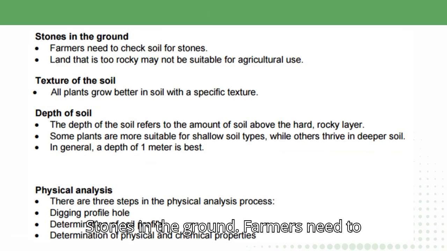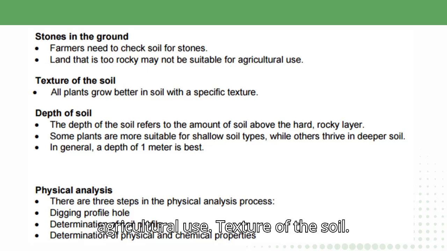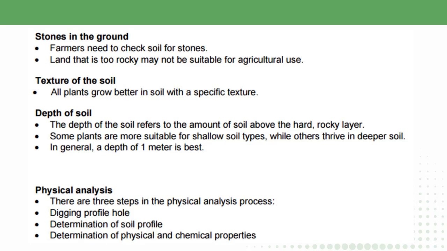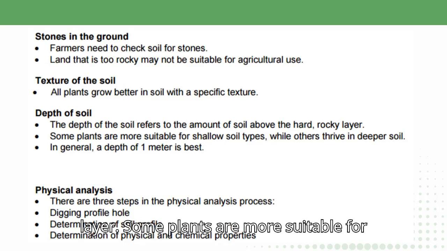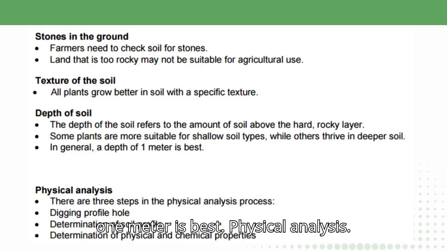Stones in the ground. Farmers need to check soil for stones. Land that is too rocky may not be suitable for agricultural use. Texture of the soil. All plants grow better in soil with a specific texture. Depth of soil. The depth of the soil refers to the amount of soil above the hard, rocky layer. Some plants are more suitable for shallow soil types, while others thrive in deeper soil. In general, a depth of 1 meter is best.